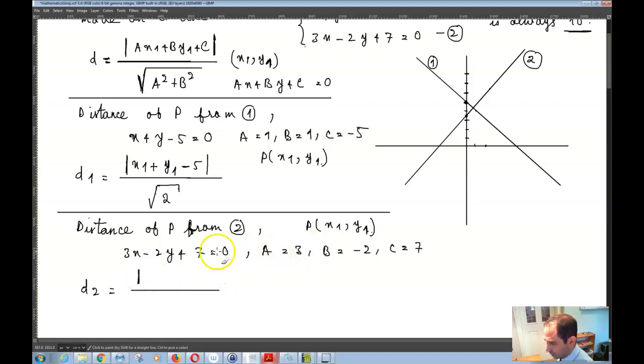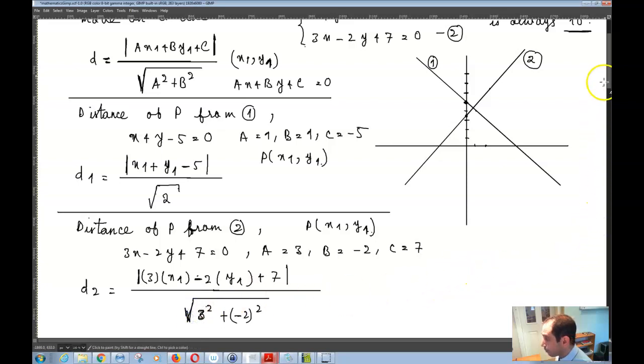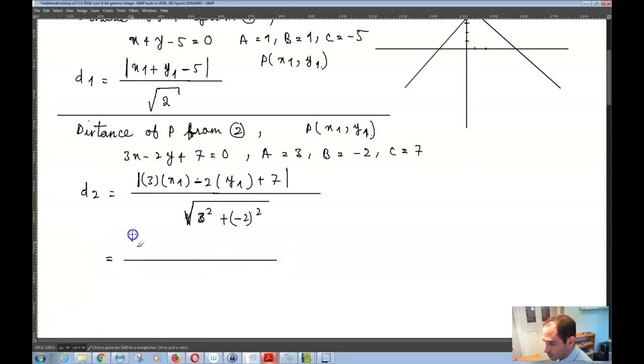the absolute value of basically ax1. So a times, that is 3 times x1 plus by1, that's negative 2 times y1 plus c, which is equal to 7. And I need to divide that by the square root of a squared plus b squared, which is 3 squared plus negative 2 squared. Which is equal to the absolute value of 3 times x1 minus 2 times y1 plus 7, divided by, this is 9 plus 4, the square root of 13. That is d2.